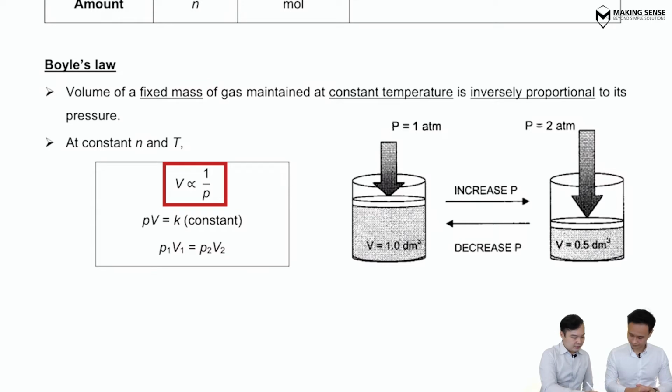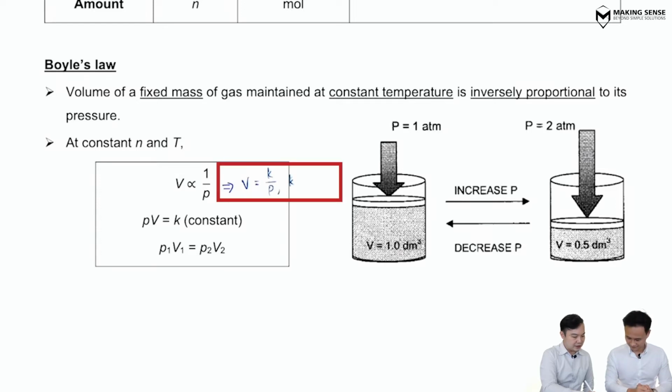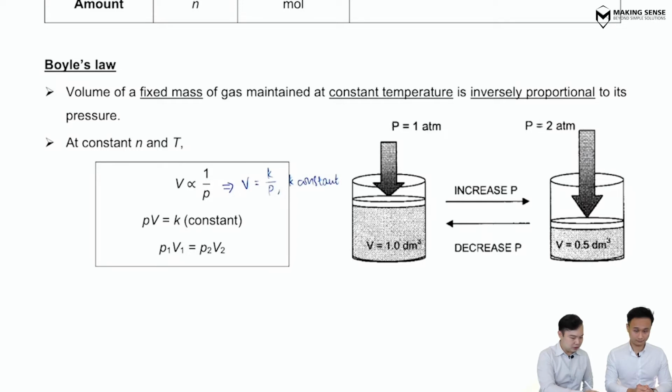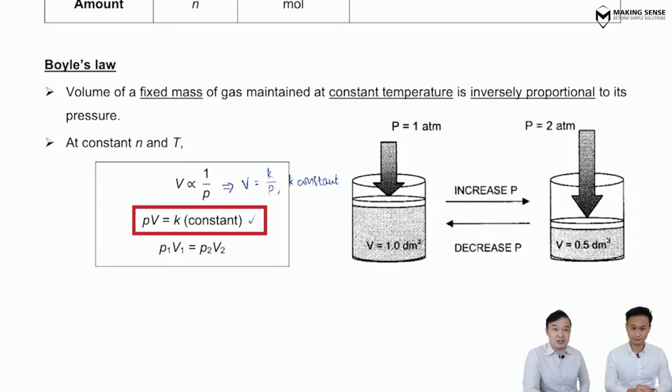Now, mathematically speaking, I can actually rewrite this as an equation: V equals K over P, where K is going to be a constant. Now, what's going to happen next is that I can cross multiply the variables, and you're going to end up with this very important relationship: P times V equals K.